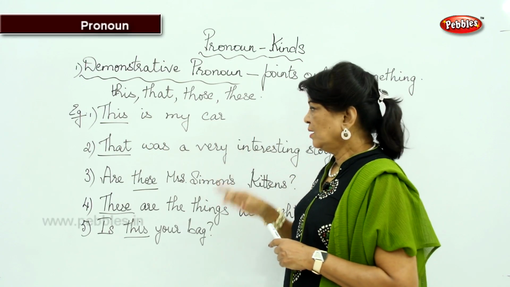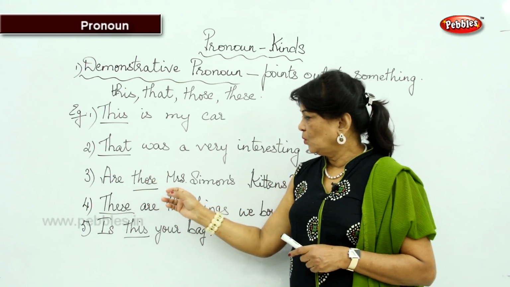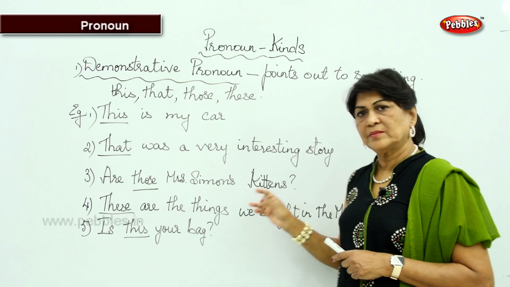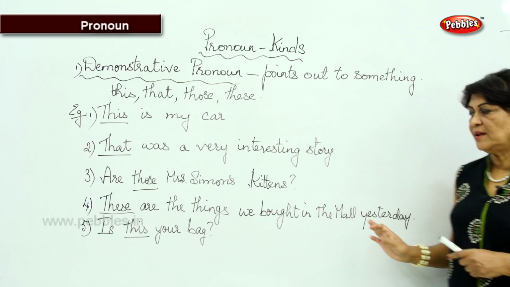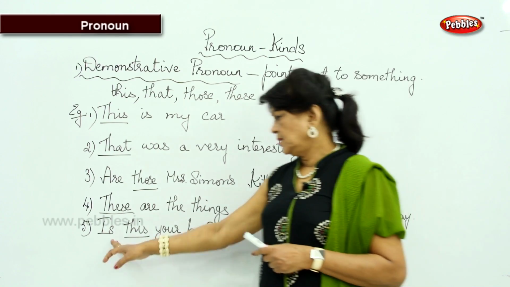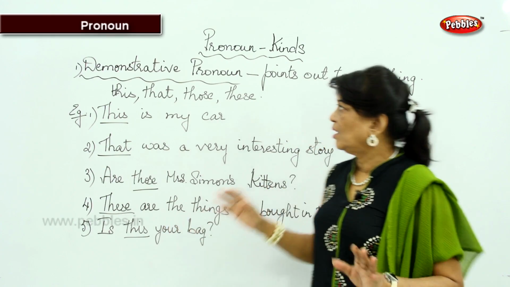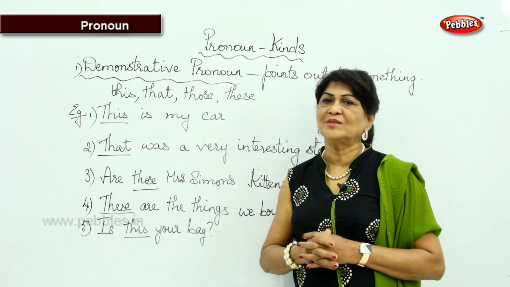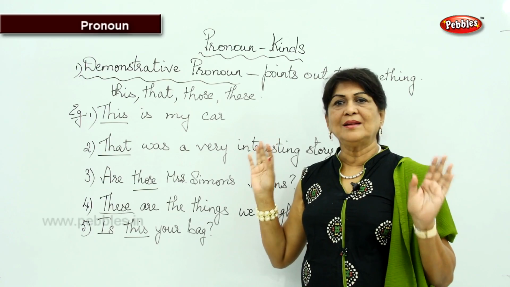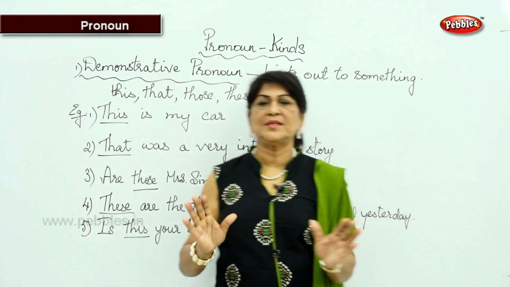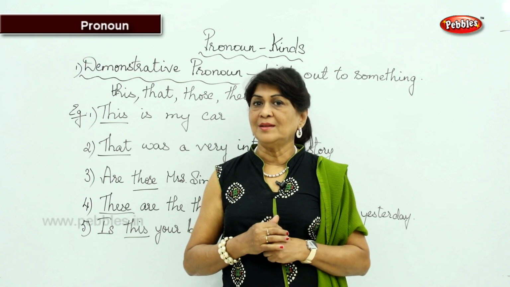This is my car. That was a very interesting story. Are those Mrs. Simon's kittens? These are the things we bought in the mall yesterday. And is this your bag? Have you understood now how to use the demonstrative pronouns very clearly? So this, that, those and these are the demonstrative pronouns. Shall we move on to the next kind? We have altogether 9.